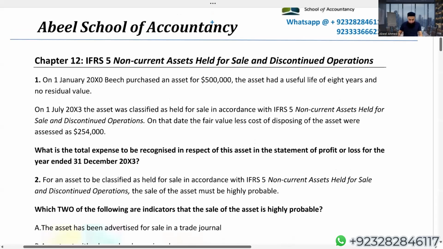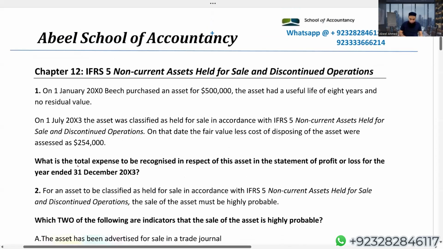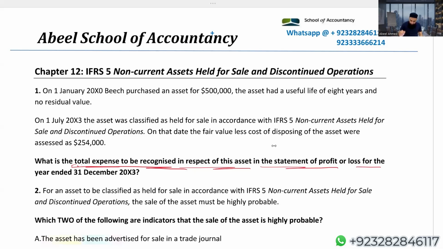Let's start with the very first question. What is the total? Okay, so you need to understand the question as well. They have not given us the choices, no issue at all. What is the total expense to be recognized in respect of this asset in the statement of profit and loss for the year ended? Okay, let's see the question. Okay, one student is saying that is exactly okay. Thank you. Follow this advice. You will benefit, inshallah.